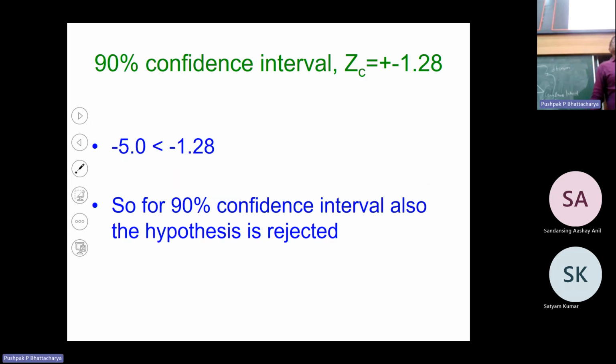What about 90% confidence interval? Then the critical value of Z is plus minus 1.28. So again, minus 5 is below minus 1.28. For 90% confidence interval also, the hypothesis is rejected. Okay, so whatever be the confidence interval, the hypothesis is always rejected. That means the p value, the probability of the observation, is below the significance level in all three cases. So that is what is typically done.